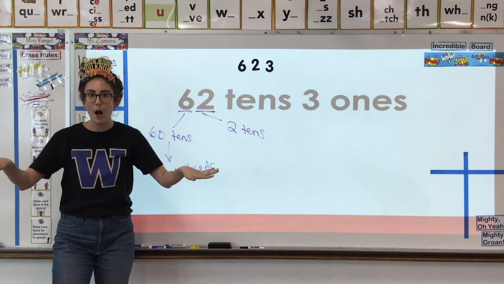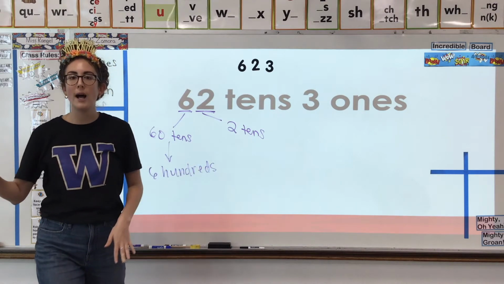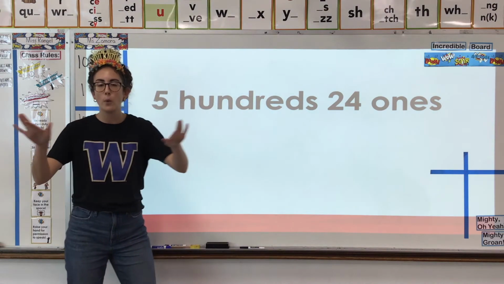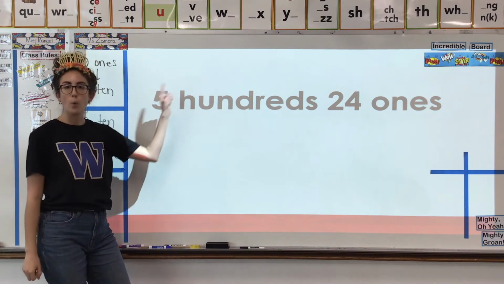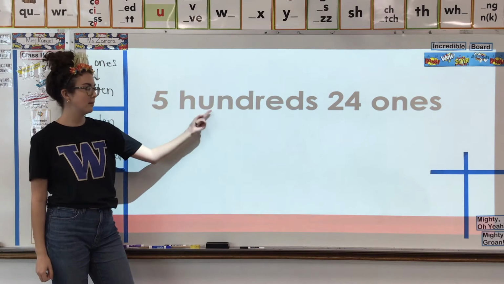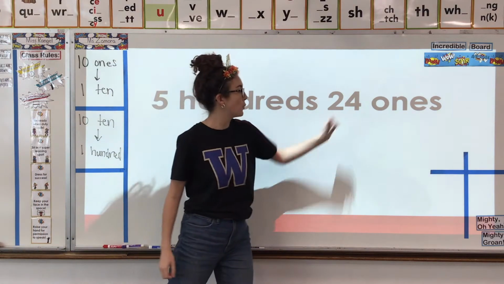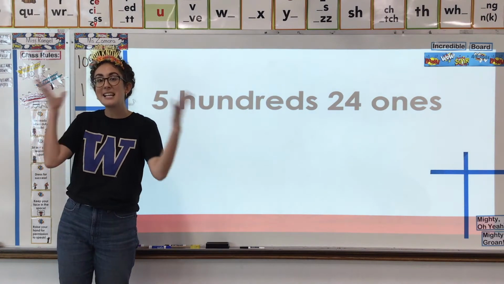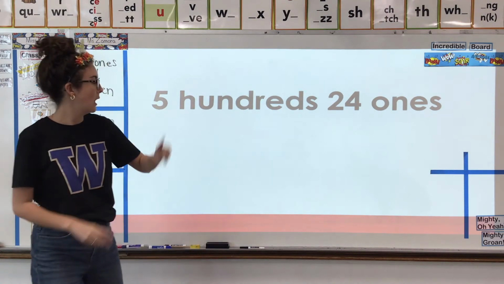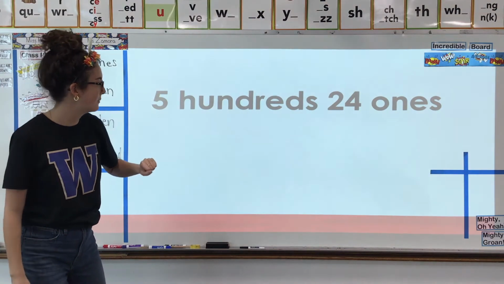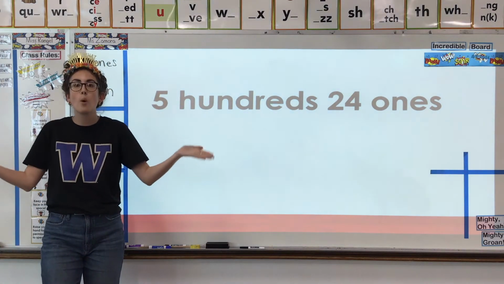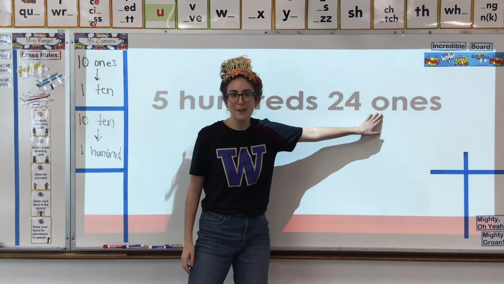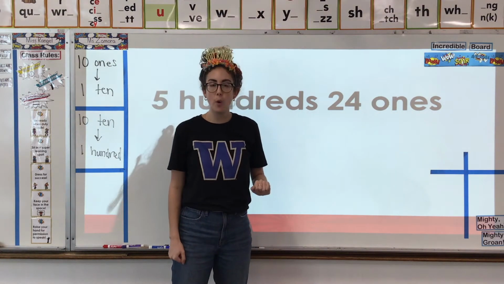Let's reset our board and warm up with one more number. Okay, take our next look with your clean whiteboard. We need to figure out the value of 5 hundredths, 24 ones. So what are we going to need to bundle, second grade? The hundreds or the ones? Which unit has more than 9? The ones, of course. There's 24 of them.